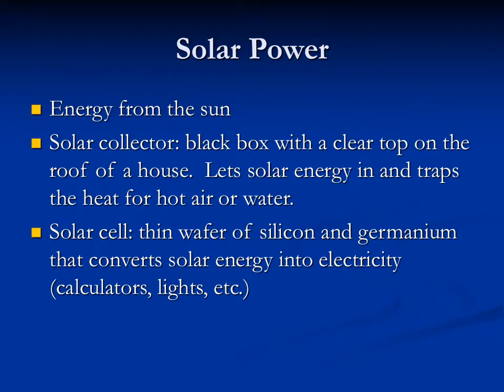All right, the next kind, solar power. Solar power is energy from the sun. And energy from the sun is collected in a solar collector, which is a black box with a clear top on the roof of a house, and it lets solar energy in and traps the heat for hot air or water. A solar cell is like a little thin wafer of silicon and germanium, and that converts solar energy into electricity. That's like lights, calculators. You can see solar cells in the calculators; the little calculators we have in class are solar.